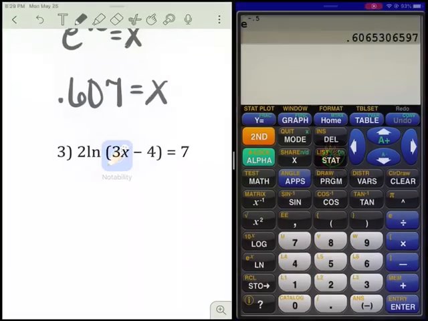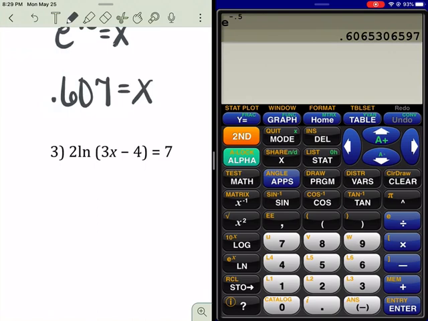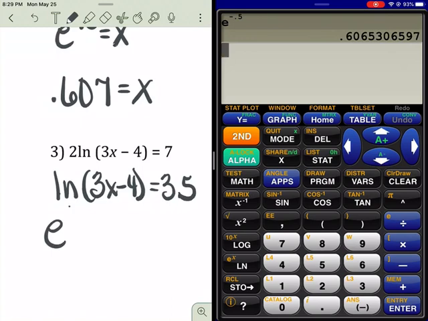Here we have 2 ln of 3x minus 4 is equal to 7. Again, let's make our lives easier by dividing both sides by 2. We could make it an exponent, but then we would have to take 3x minus 4 and write it twice and FOIL and blah, blah, blah. Let's be honest, we really don't want to do that. So let's divide everybody by 2. So that gives us ln of 3x minus 4 is equal to 3.5. Okay, e to the 3.5 is equal to 3x minus 4.